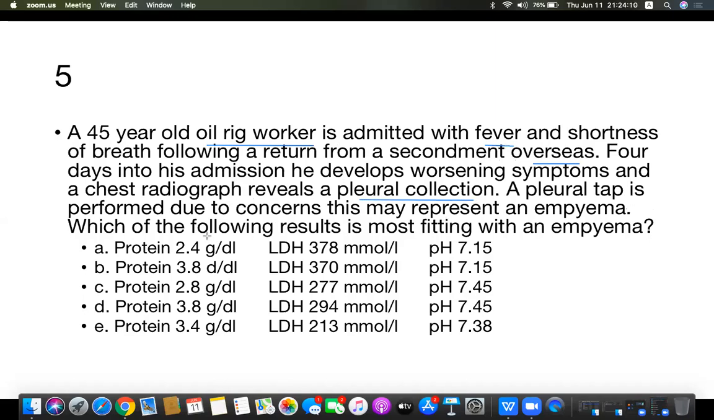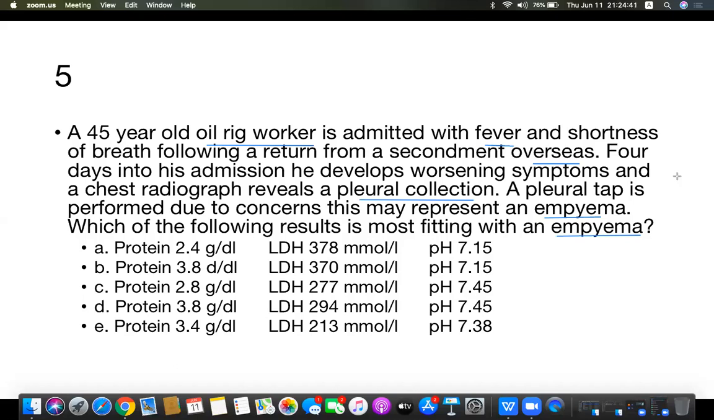A pleural tap is performed due to concern that this may represent an empyema. Now, the question is, which of the following results is most fitting with an empyema? Let's talk about empyema a little bit here. This is pus present in the pleural cavity. In case of empyema, remember one very important point: the pH should be highly acidic.